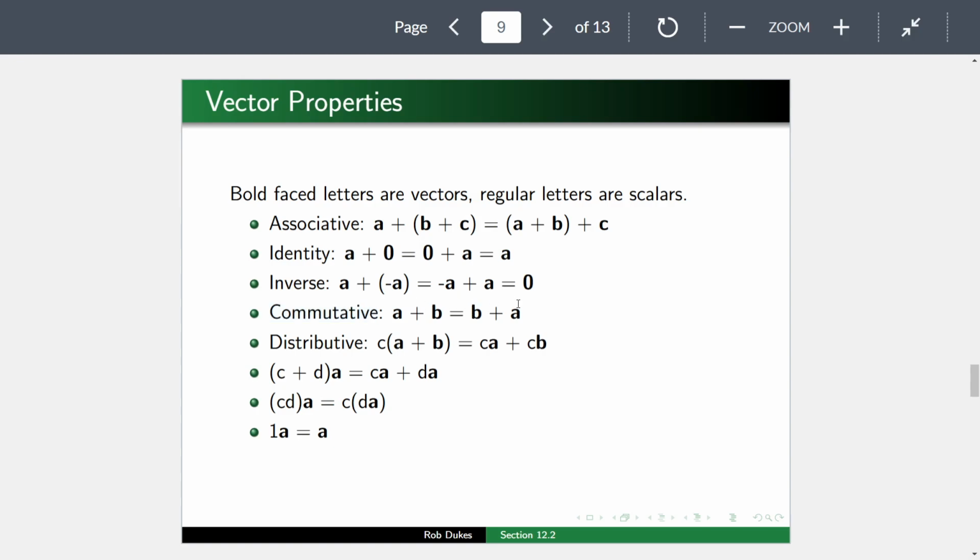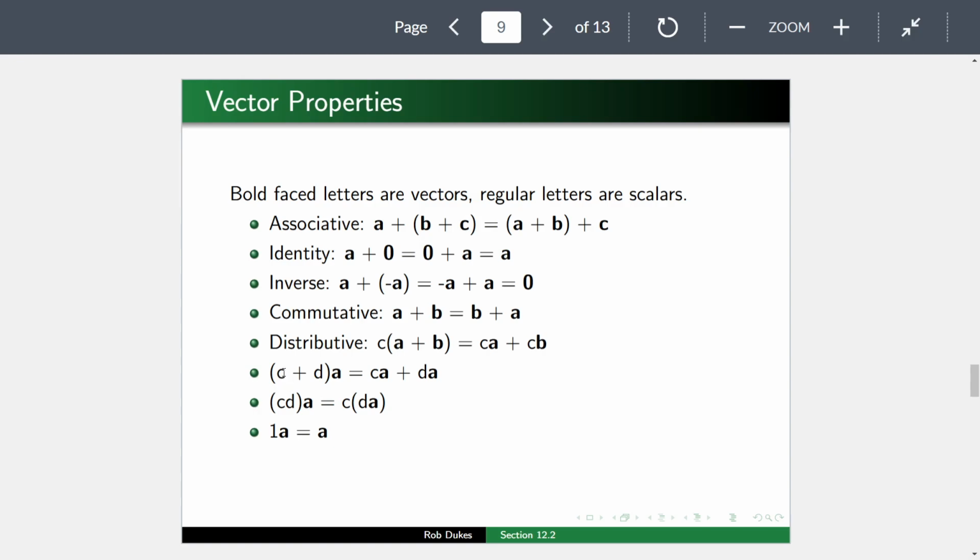Commutative: the order of addition doesn't matter. And there are two kinds of distributive properties here. If we put a scalar outside a sum of vectors, the scalar gets distributed into both of them. So C(A plus B) is the same as CA plus CB. This is like scaling up a whole triangle by C. If you were to draw A plus B, then draw CA plus CB, it would be the same triangle, just C times bigger, or smaller.